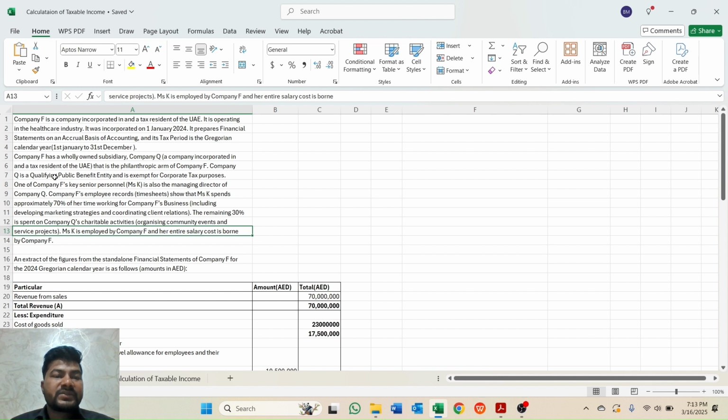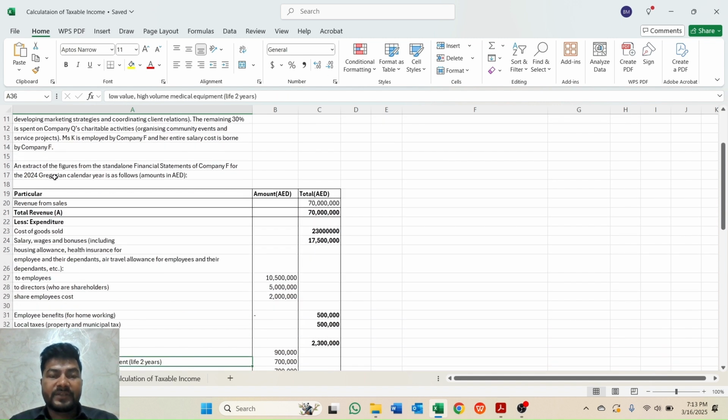Here again it says that Miss K is employed by Company F and her entire salary cost is borne by Company F only. So whatever salary she is getting from Company F should be apportioned between Company F and Company Q. Now let's go to the draft of the standalone financial statement.